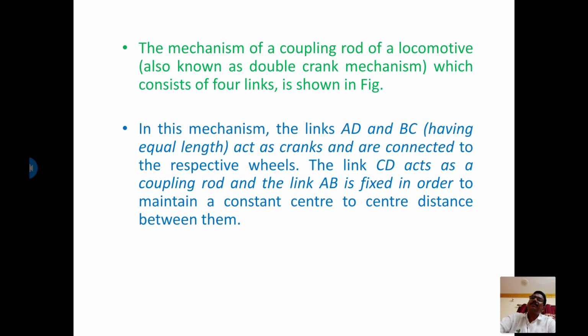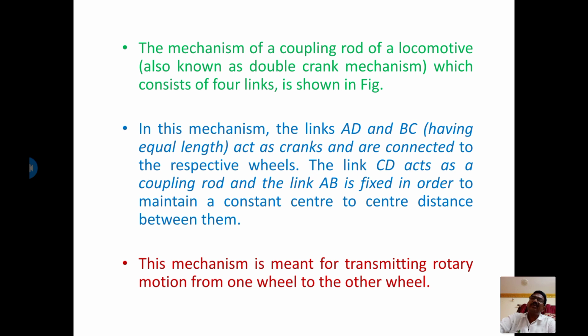links. In this mechanism, the links AD and BC are the axis cranks and are connected to the respective wheels. The link CD acts as a coupling rod and the link AB is fixed in order to maintain a constant center to center distance between them. The mechanism is meant for transmitting rotary motion from one wheel to the other wheel. So this is the transformation from one wheel to the other wheel.